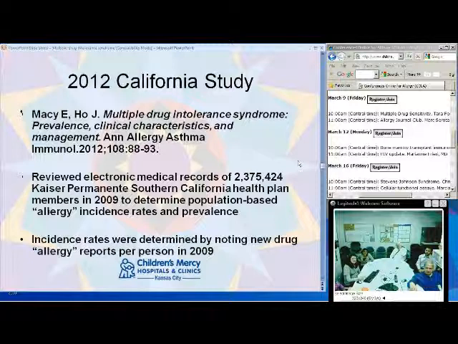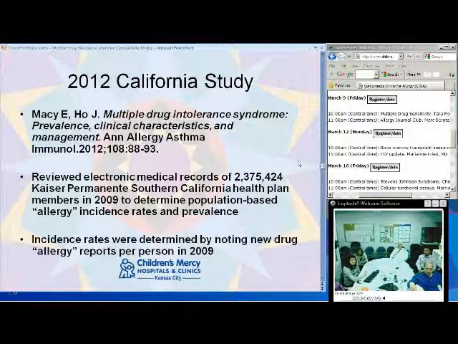All right, so that brings us to our last, most recent study that was published in the Annals, also in 2012. Multiple Drug Intolerance Syndrome: Prevalence, Clinical Characteristics, and Management. This was a really interesting study. They did an electronic medical record search using Kaiser Permanente Southern California Health Care Plan members.